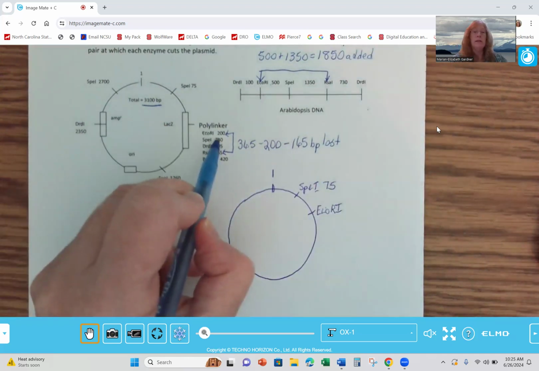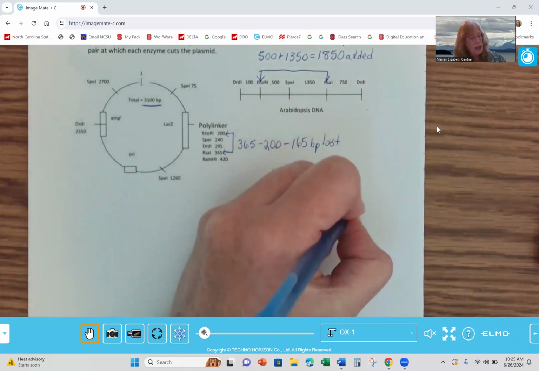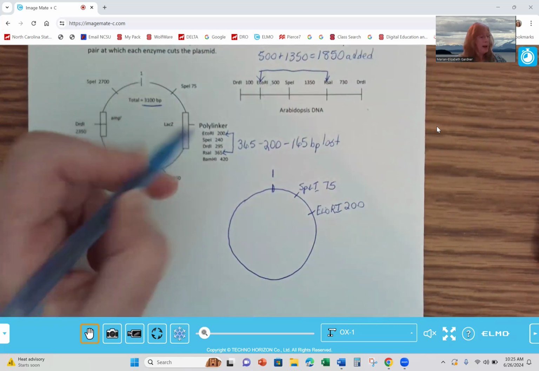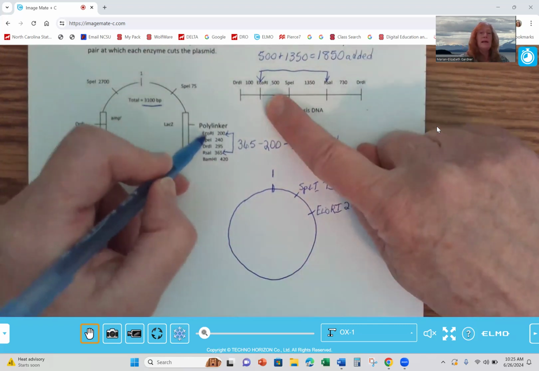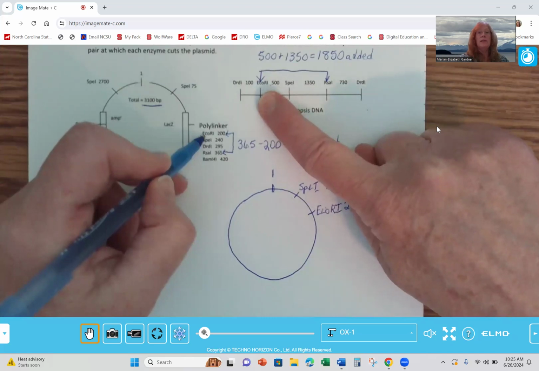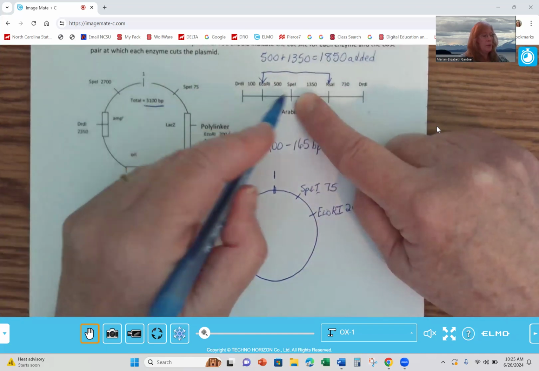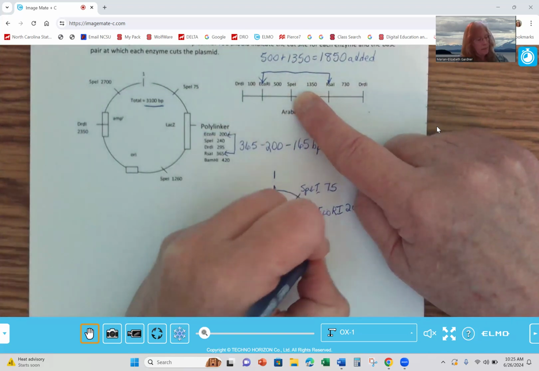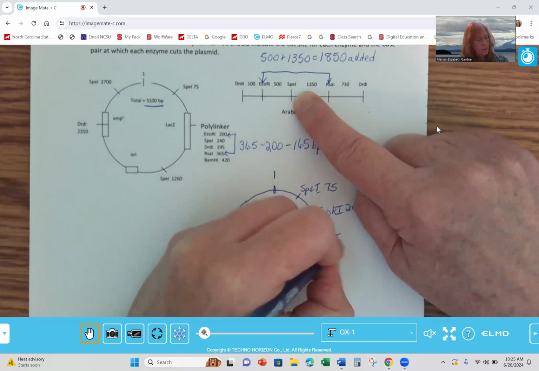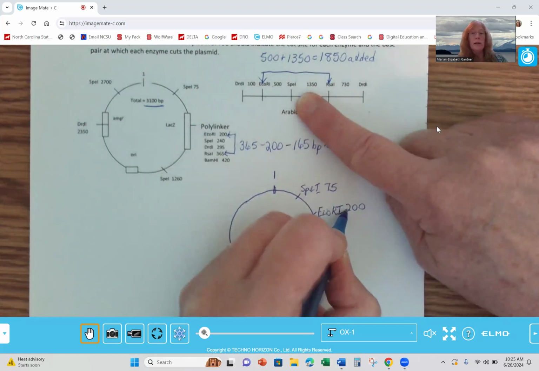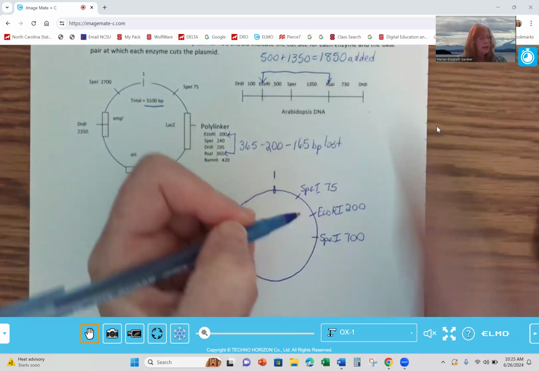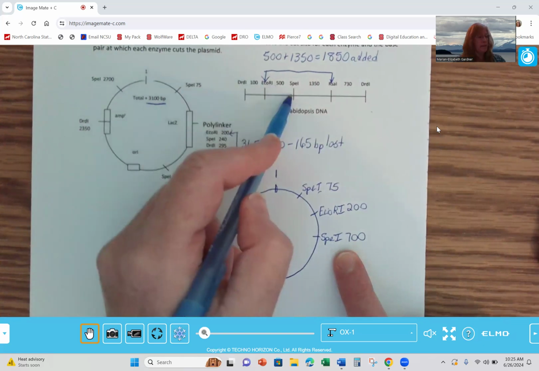And that base pair is still at 200 because we didn't change anything up to that cut site. Now, that sticky end from EcoR1 stuck with the sticky ends up here for EcoR1. So our next enzyme cut site will be 500 further down, and it will be SPE1. 200 plus 500 is 700. So this SPE1 is at 700.